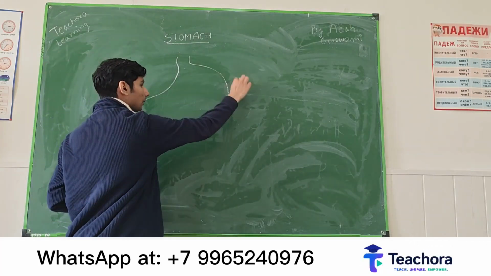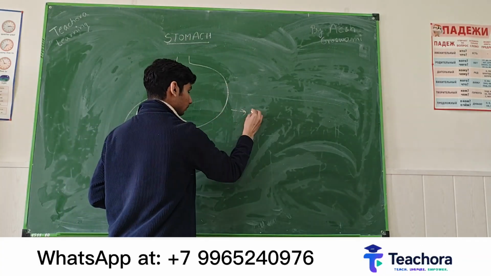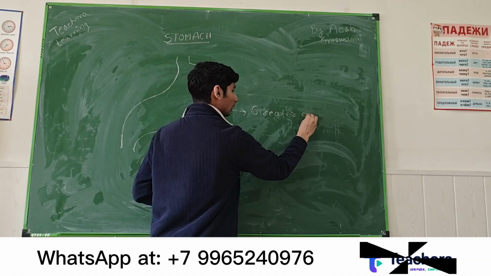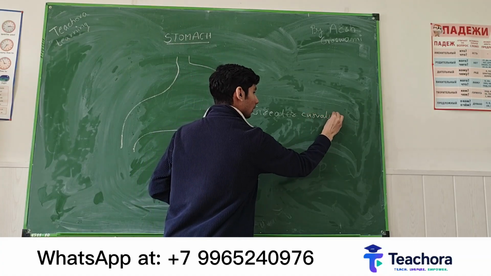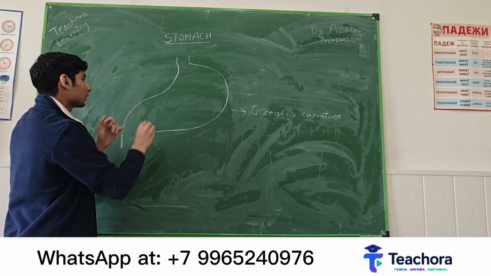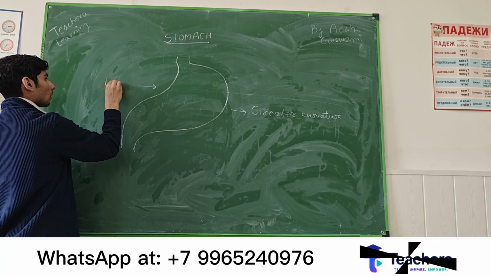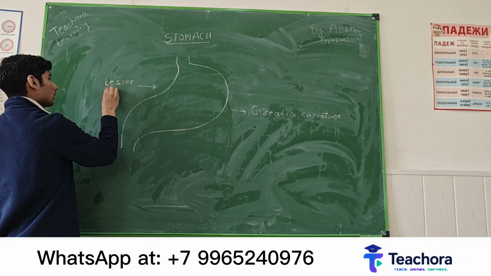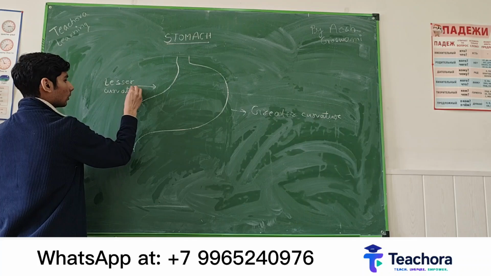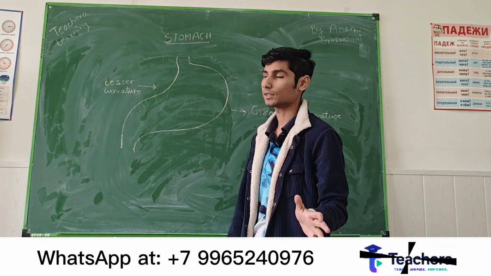First you have to see this is the big curvature. This part will be the greater curvature of the stomach. And this is the small part as compared to the larger part, so this one will be the lesser curvature. Lesser curvature.